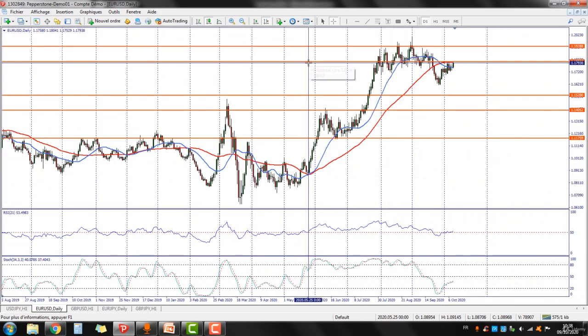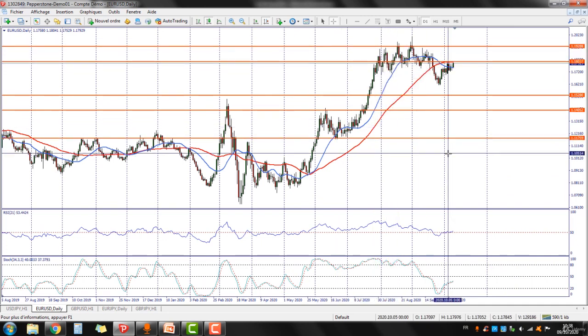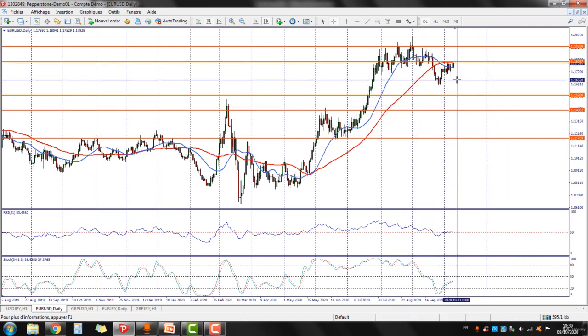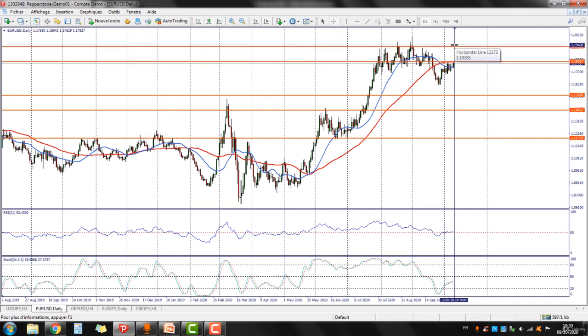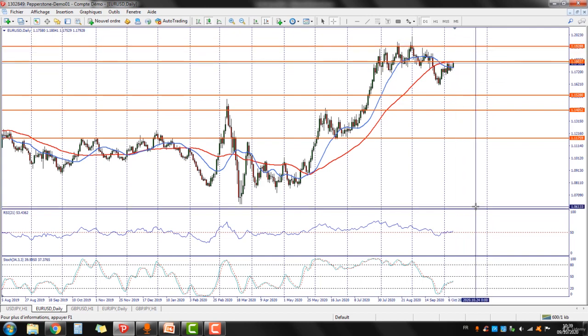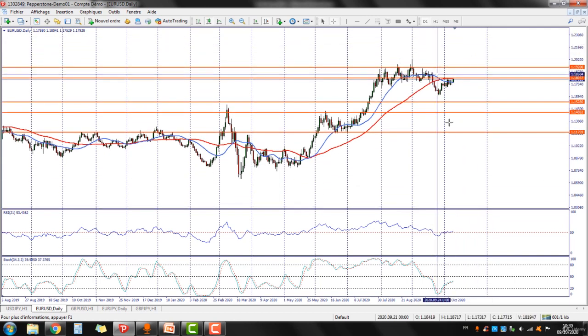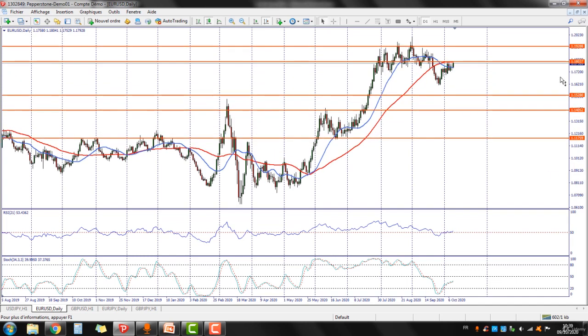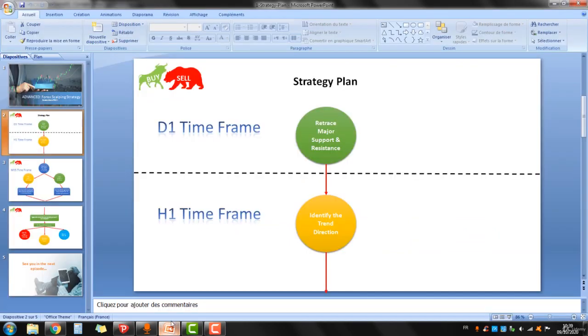This is where the market is right now. We have to do some support and resistance below the price and some support and resistance above the price. We don't have to do this every day. Just if the market, for example, breaks this resistance and this resistance, we can retrace another one above. So for this moment, we are good. So let's see the second step.